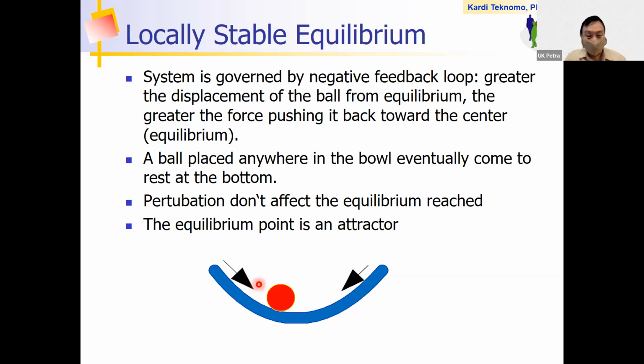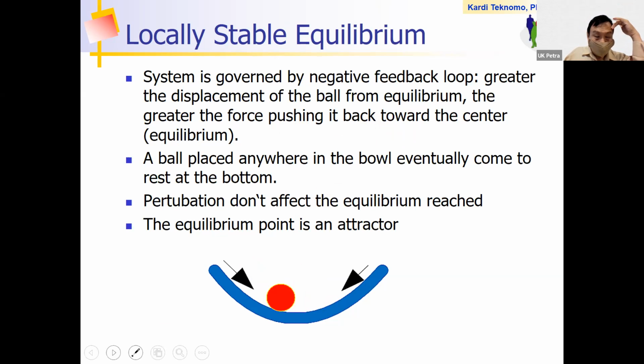Attracting equilibrium is just like a ball inside a bowl. You can perturb it to the left, to the right, and it will come back here. Easy. You take note, this is called a negative feedback loop. Later I will discuss the meaning of negative feedback loop. So, the greater the displacement from the equilibrium, the greater the force that pushes back toward the center of equilibrium.